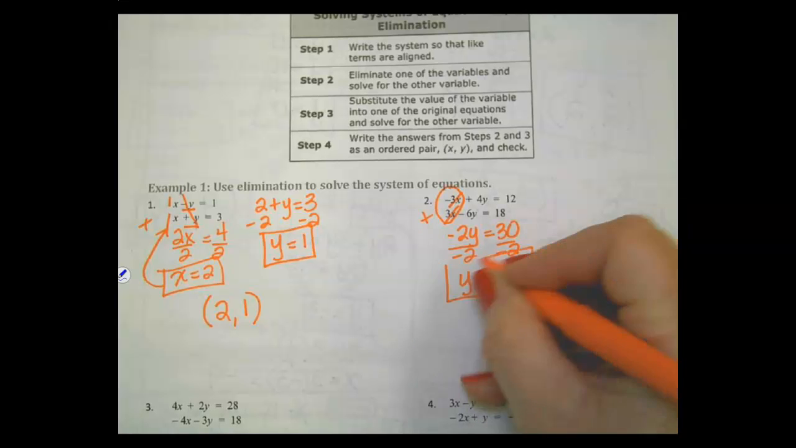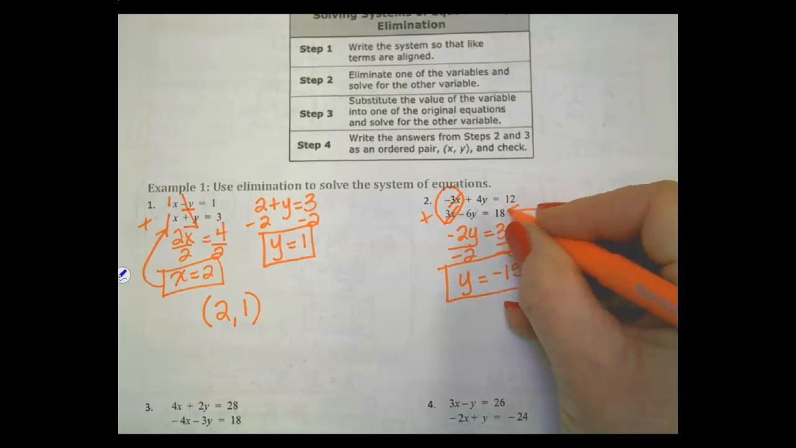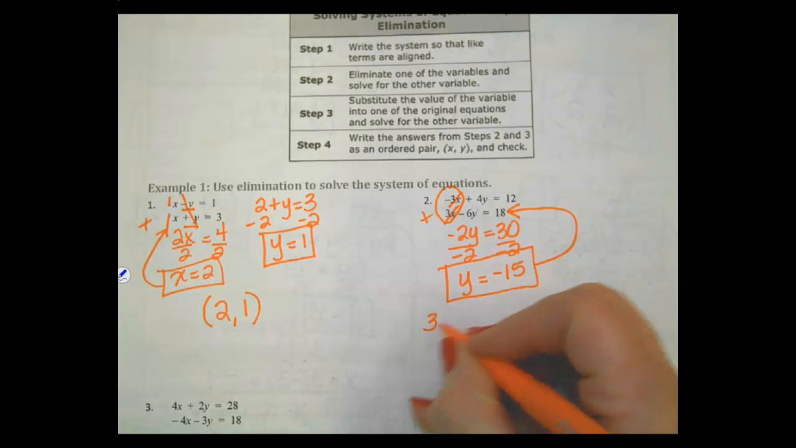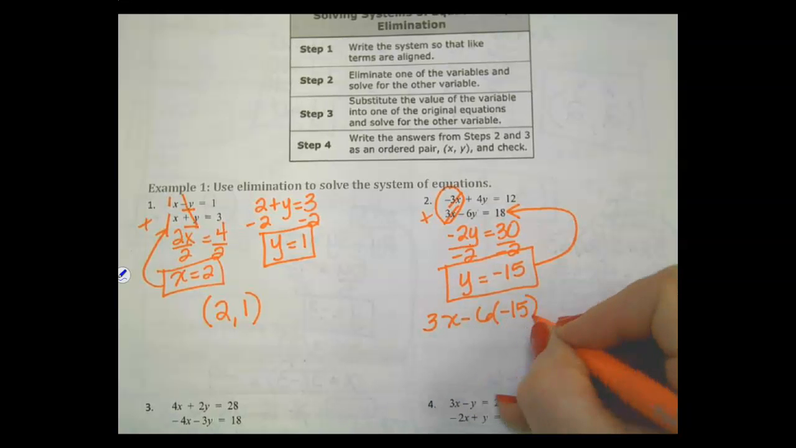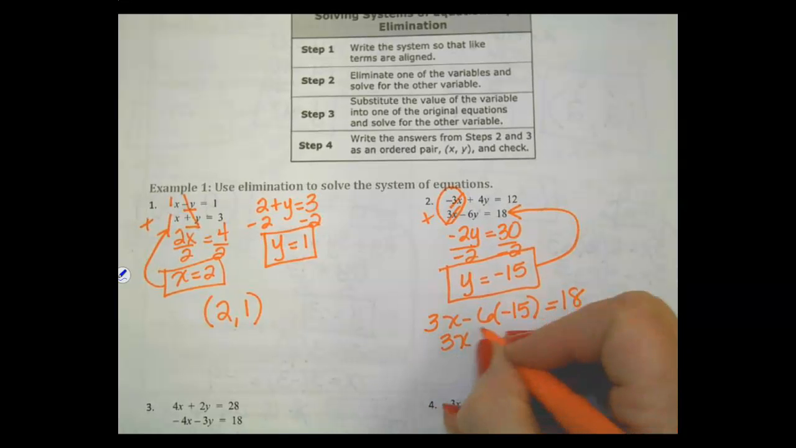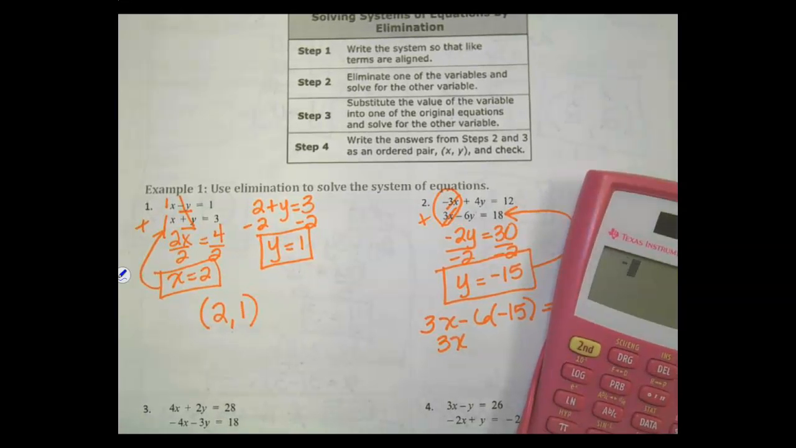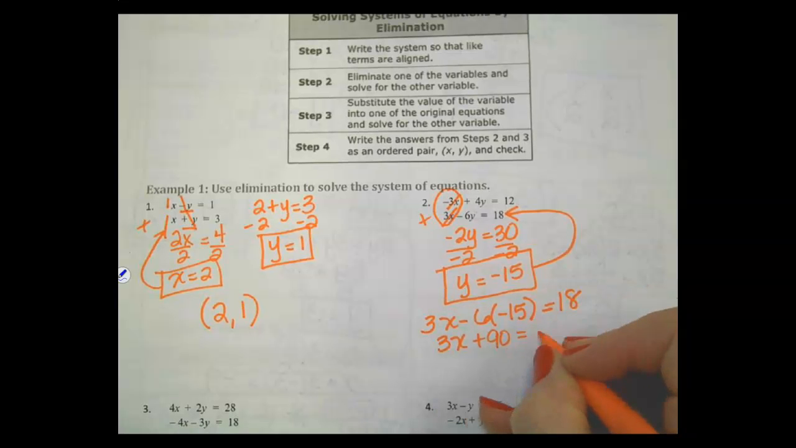So we have our y this time. We need to plug it back into one of these equations. It does not matter which. I'm going to plug it back into this one. It says 3x minus 6 times my y, which is negative 15 that we found, equals 18. So 3x, and what is that in my calculator? A negative 6 times a negative 15 gives me a positive 90, equals 18.